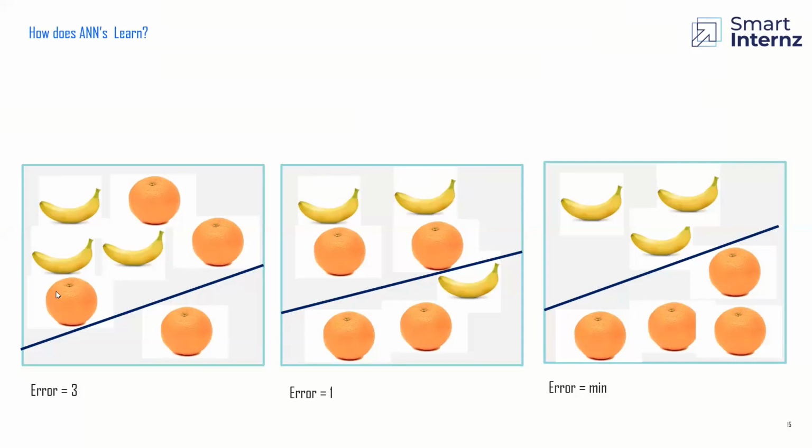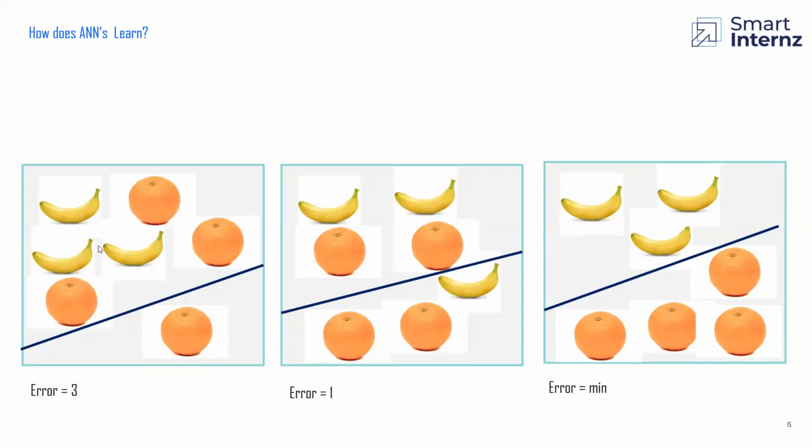Because we have to classify into different categories, that is why error equals 3 in the first place. Once again, with this example, we have two categories of data: one is banana, another one is orange. In that, 3 bananas and 3 oranges come under the top of that line.